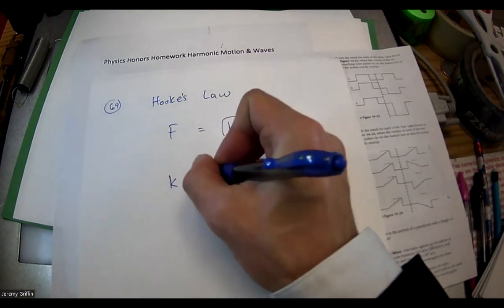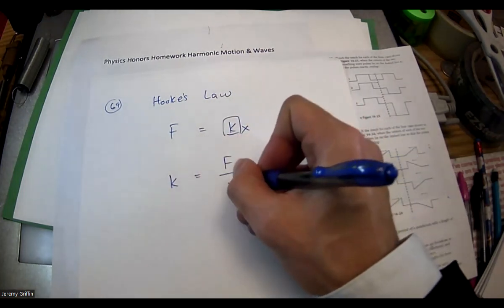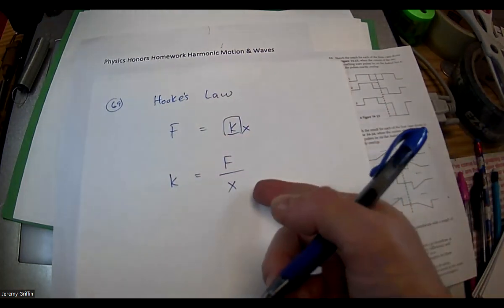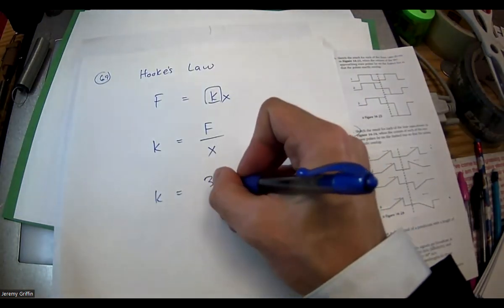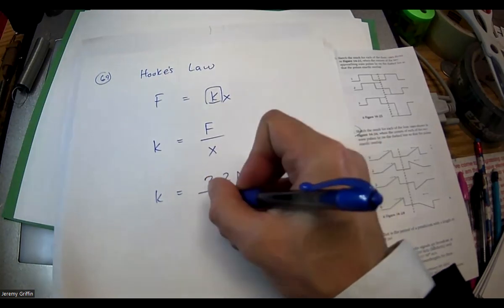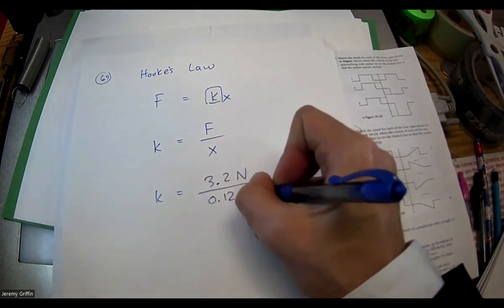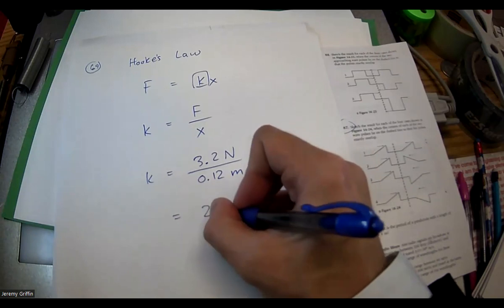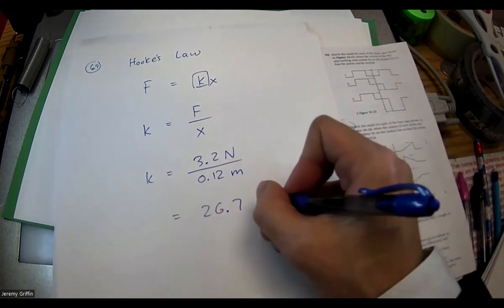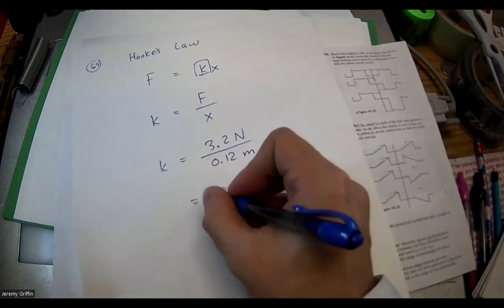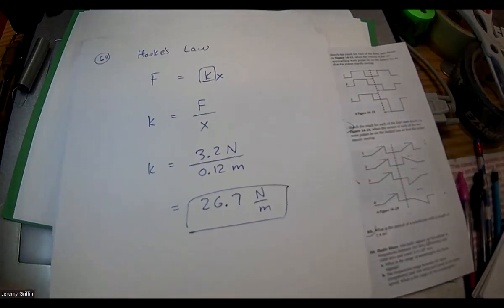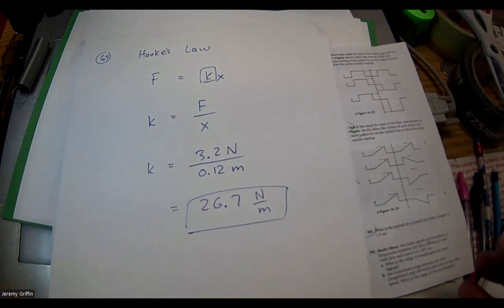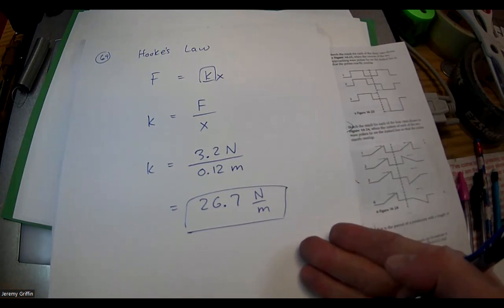So wouldn't the spring constant just be however much force you put on it, it stretches so much? So it's 3.2 over 0.12, 3.2 newtons on 0.12 meters. That's 26.67 newton per meter. Got that? All right, so that's number 69. Just Hooke's law, and you saw that last semester too, right?